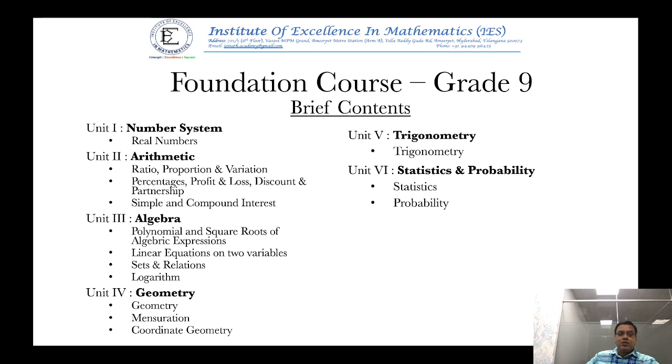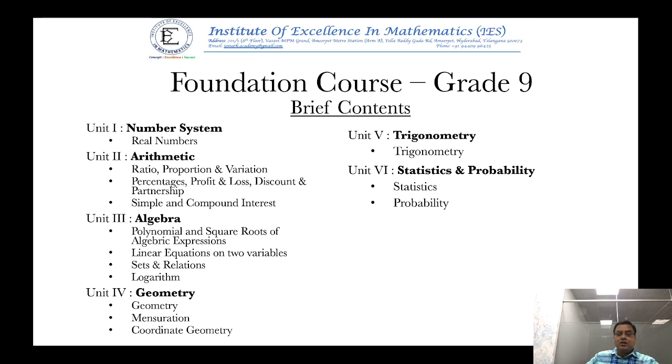Then we'll talk about unit 2, which is arithmetic, which covers ratio, proportion, and variation. Next would be the percentage, profit and loss, discount, and partnership. And then there's simple and compound interest.